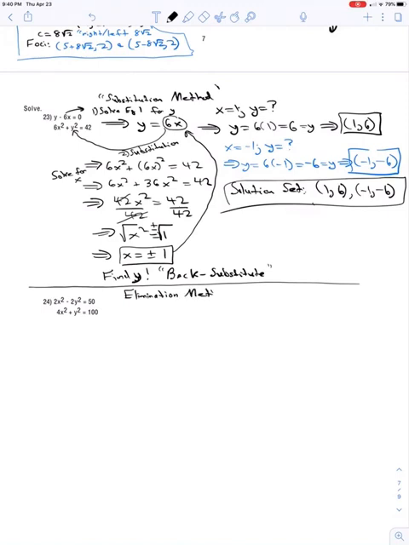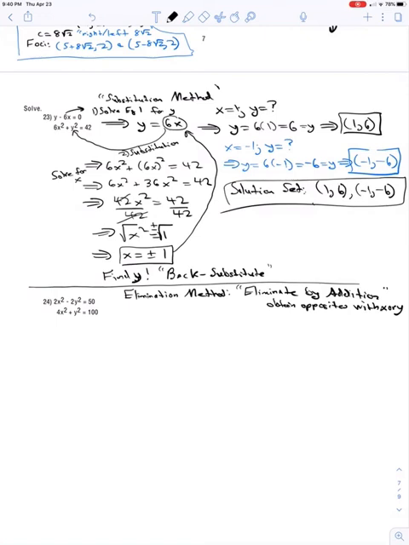Elimination method. All right. Eliminate by addition. And to do that, we're going to get opposites. Obtain opposites with x or y. So if you look in this problem, everything is already lined up nicely for us.